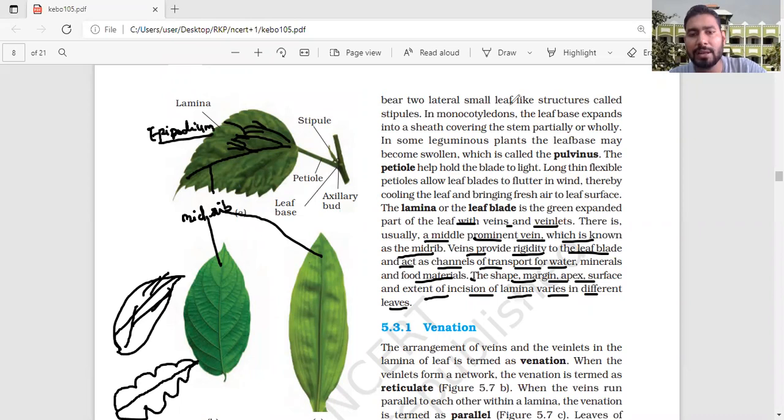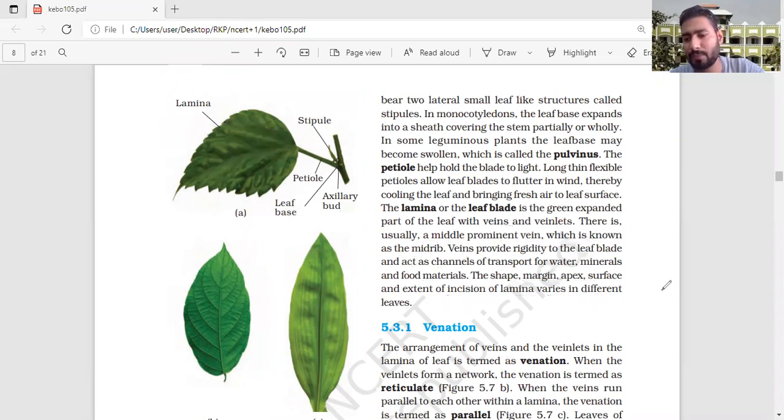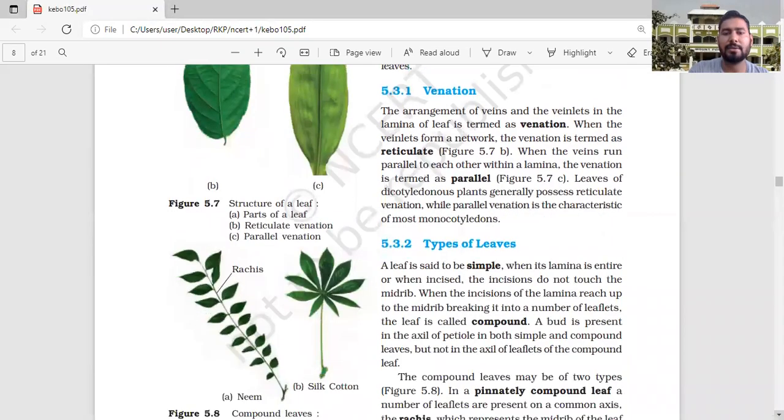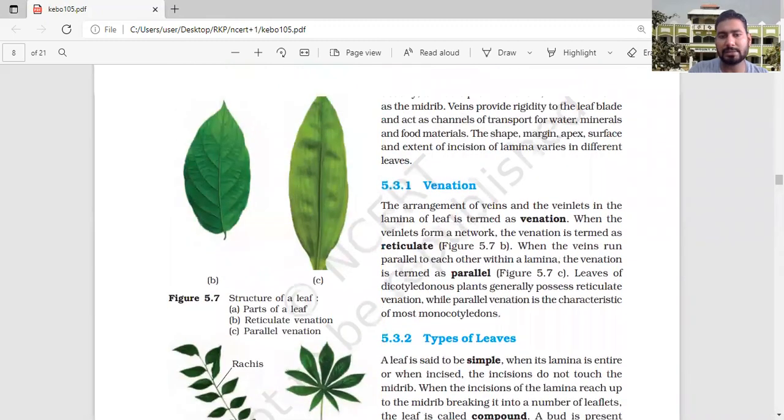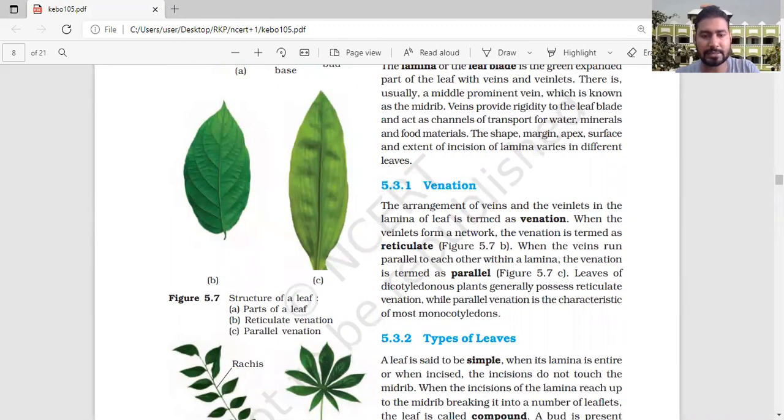Okay, next you can see. Now the next topic is venation. Venation is also very important. Firstly, you can see the structure which represents the venation. B represents the reticulate venation, meaning one is the midrib, and they have different types of primary veins, then secondary veins, then tertiary veins, then veinlets like that. This is the reticulate venation.